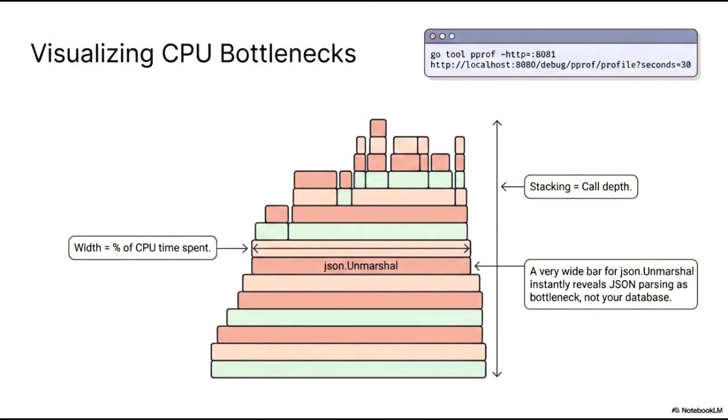For instance, the very wide bar for json.Unmarshal shown here reveals that JSON parsing is the actual bottleneck in this process, rather than the database. This allows developers to focus their optimization efforts on the specific code paths that will yield the greatest performance improvements.